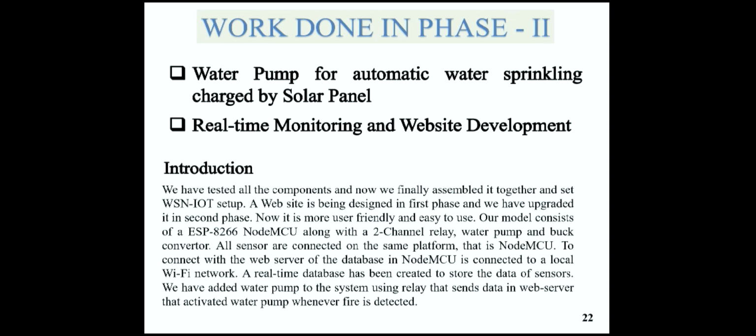The water pump circuit consists of an ESP8266 Node MCU along with a 2-channel relay, water pump and a buck converter, which is a voltage step down DC to DC converter. The water pump gets automatically activated when the system detects fire in the forest. The pump sprinkles water in a circular area. Next, we will see the block diagram.